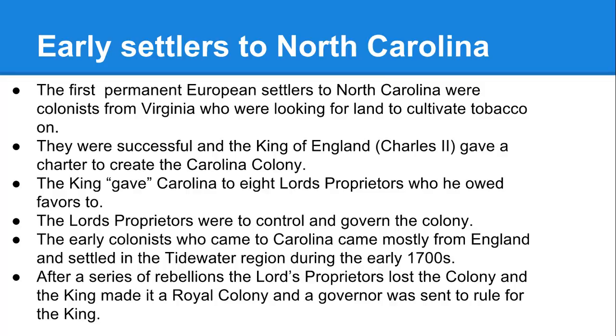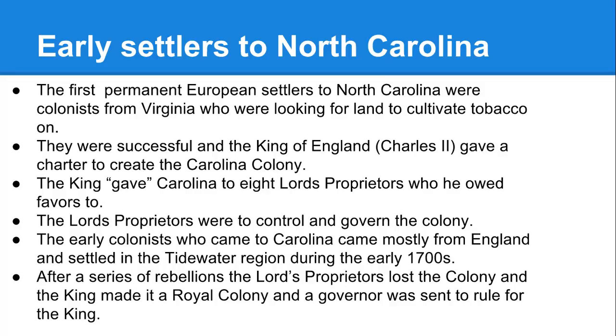But in his viewpoint and in these individuals' viewpoint, the king gives the Carolinas to eight lords proprietors, whom he owed favors. They were wealthy individuals, but they wanted land in North America. So he gave these eight men control of the Carolinas, and their job was to govern the Carolinas, and they got to keep some of the profits that came from the colony. They were to control and govern the colony.